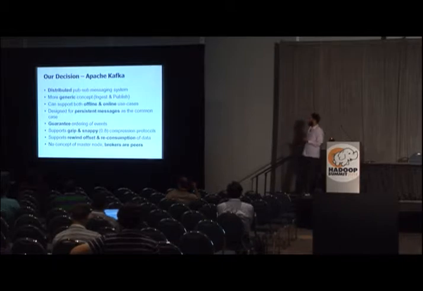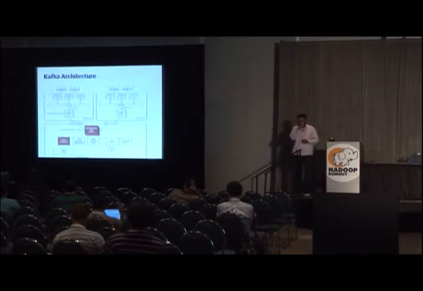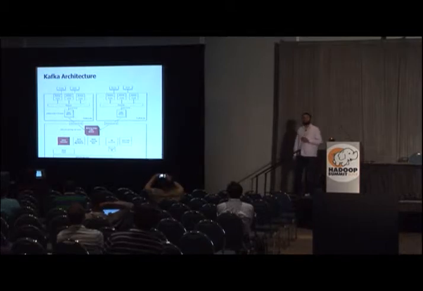The other piece which Kafka offers us is that there is no concept of a master node. Brokers are peers, so a single point of failure is something we definitely want to avoid. This highlights what our architecture looks like and how we built it. We are very, very distributed. We have 10 data centers across the globe.